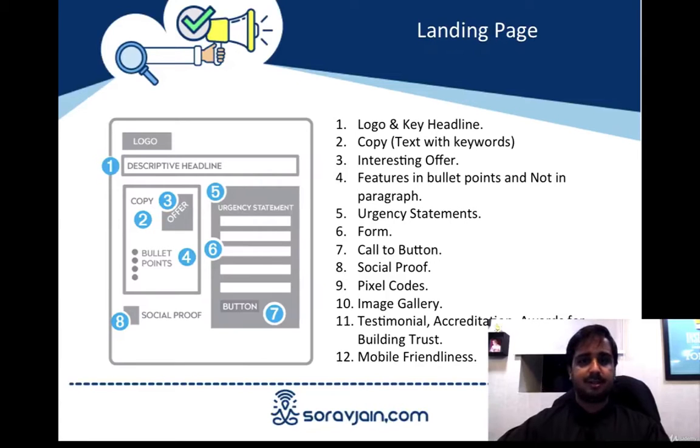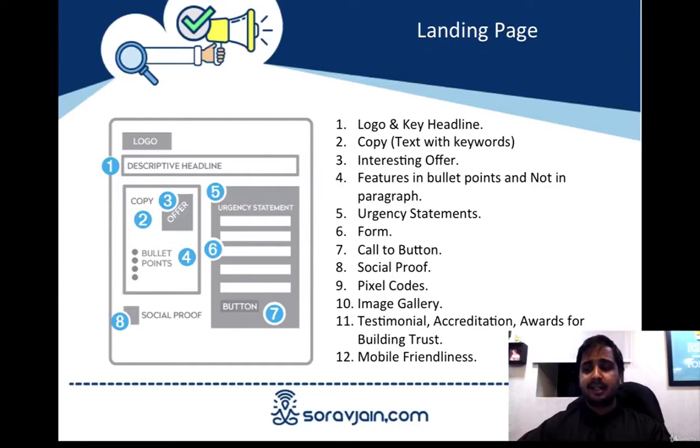It's an urgency statement. Form, because it's essential that you have this in place so that people can fill in the details that you require them to fill. Call to action button so that people can click on submit, register now, inquire now. Social proof. Pixel codes. We have learnt about pixel codes in the past. Pixel codes are used to track people who are visiting the landing page. Image gallery, testimonial, accreditations, awards for building trust, and more importantly, your landing page should be mobile friendly.